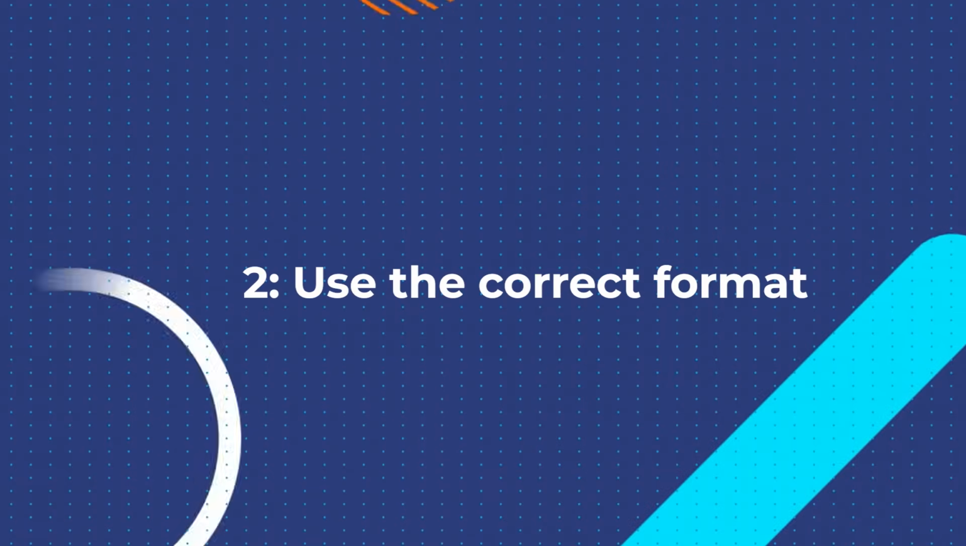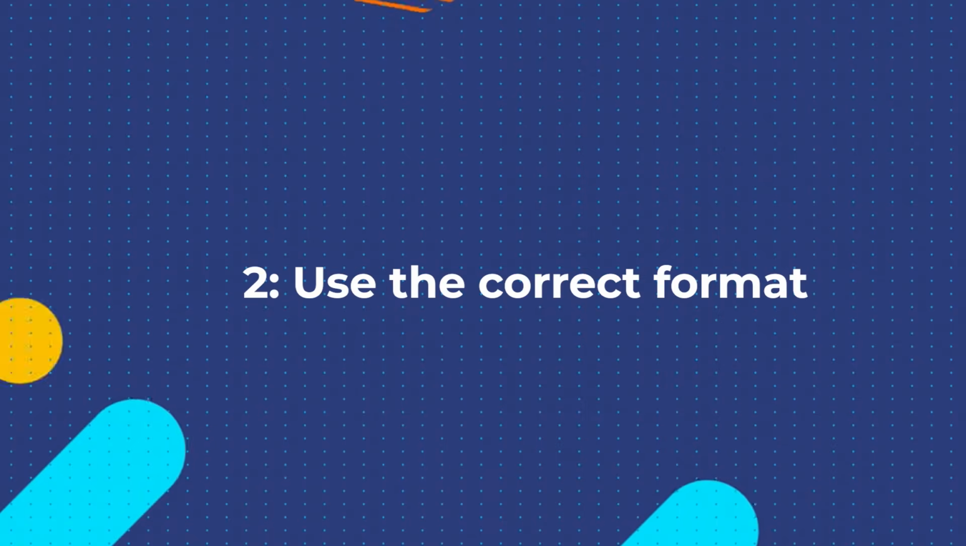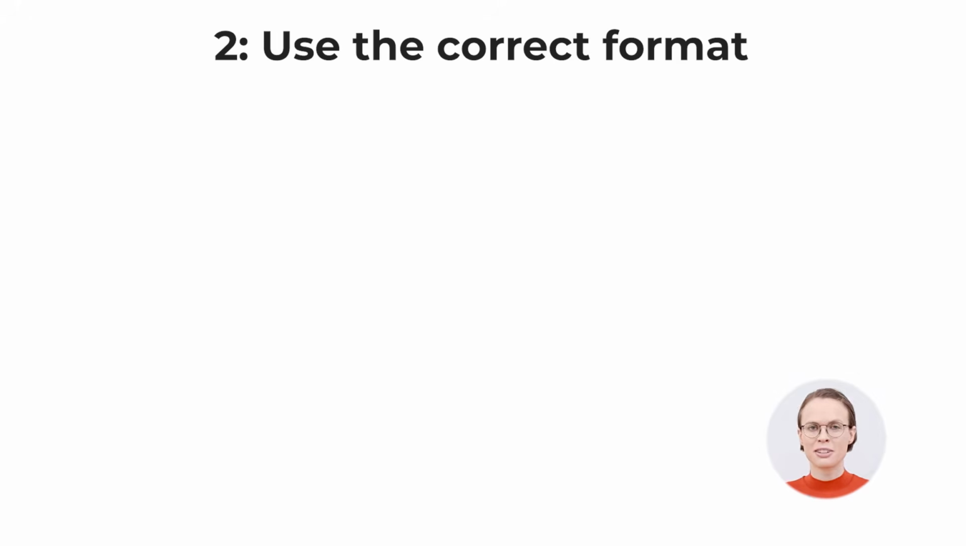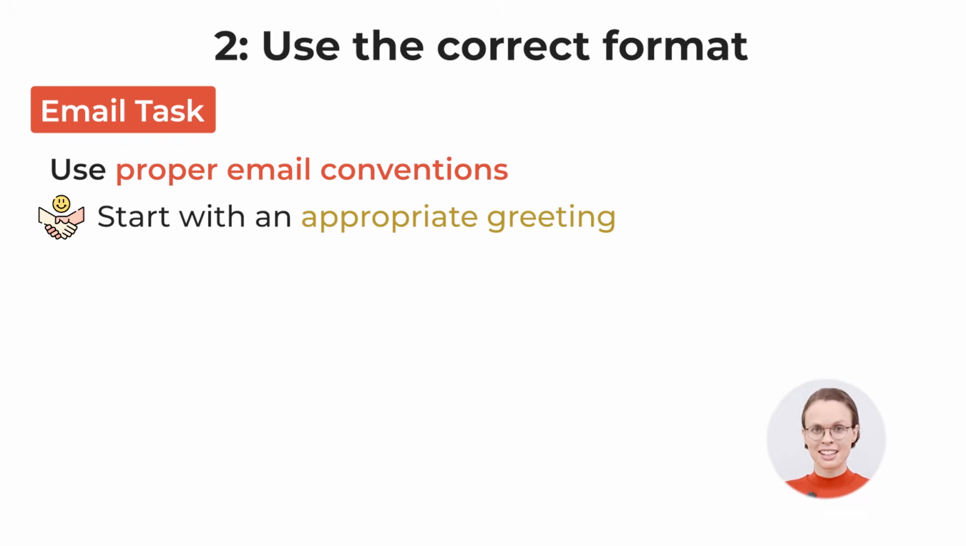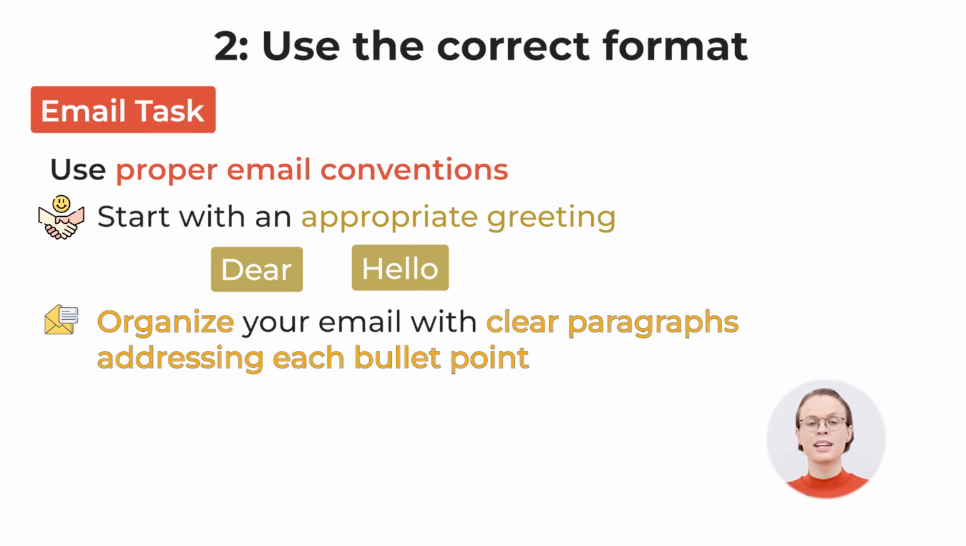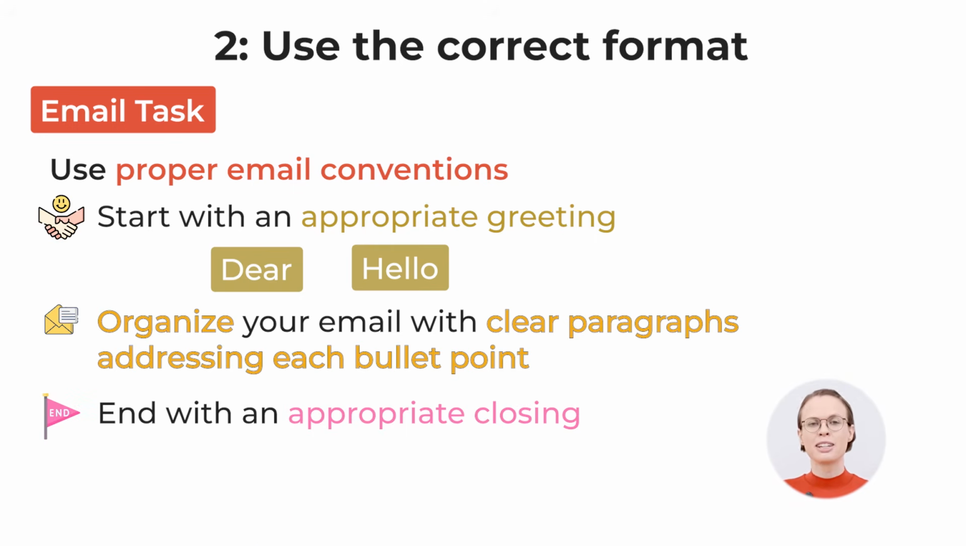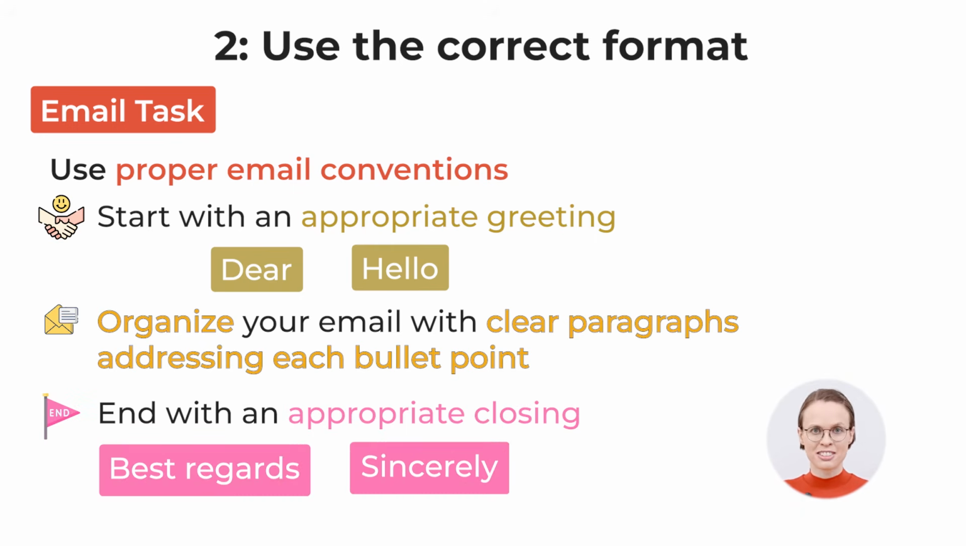Tip number 2 is use the correct format. Each task requires a specific format that the TOEFL examiners expect to see. For the email task, use proper email conventions. Start with an appropriate greeting like dear or hello, depending on who you're writing to. Organize your email with clear paragraphs addressing each bullet point. End with an appropriate closing like best regards or sincerely.